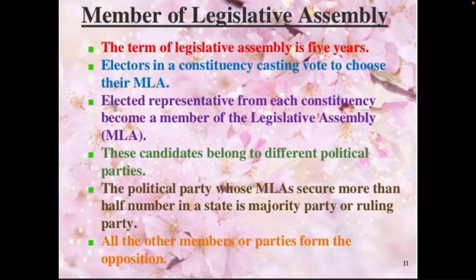These candidates belong to different political parties. The political party whose MLAs secure more than half of the state is the majority party or the ruling party. That means the party which has the maximum number of MLAs rules the state or forms a government in that particular state. All the other members of the parties form the opposition. That means the MLAs who are not part of the ruling party are part of the opposition party.